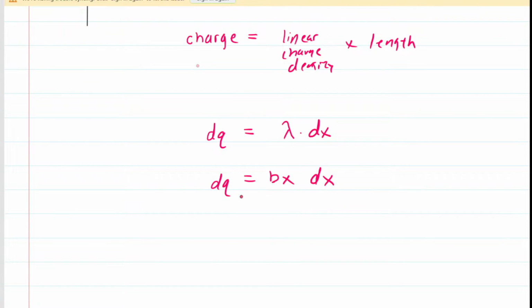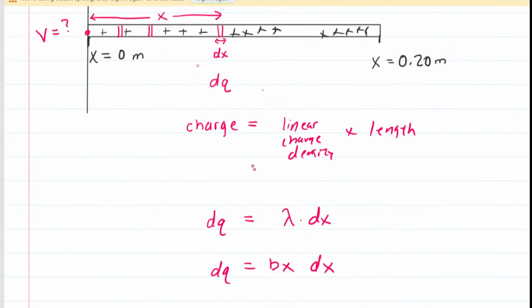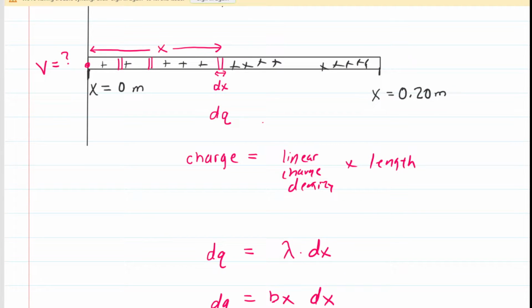Now you might wonder, where are we going next? We have this little expression for the amount of charge on that tiny little segment of the rod, but what about the electric potential? After all, that's what we're trying to calculate.